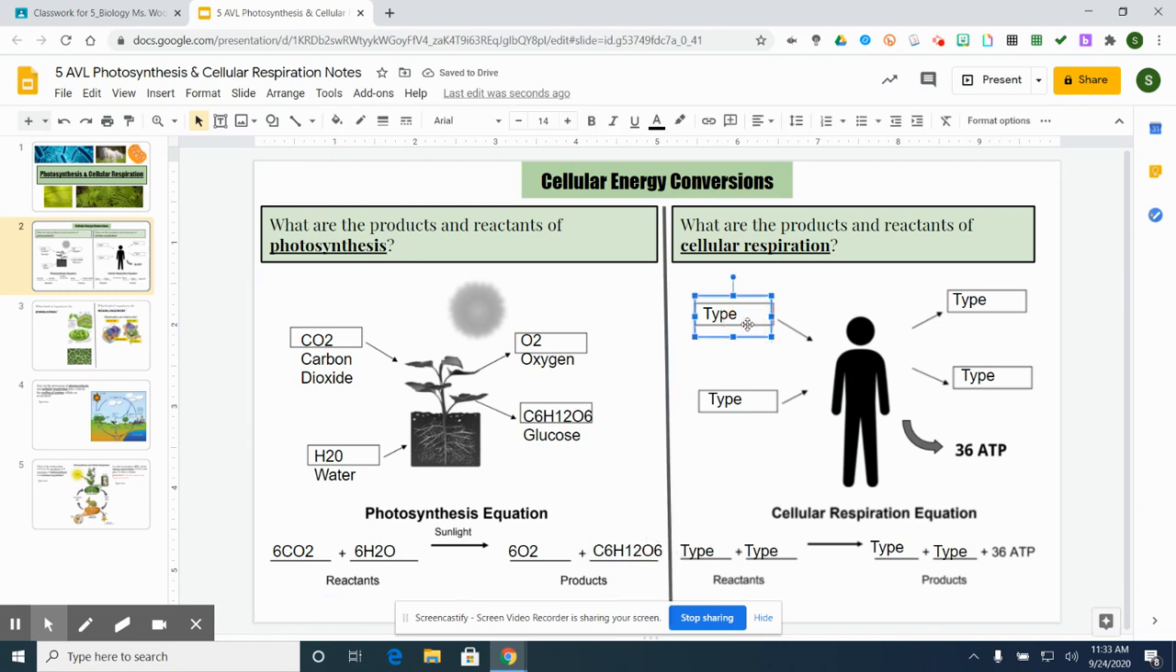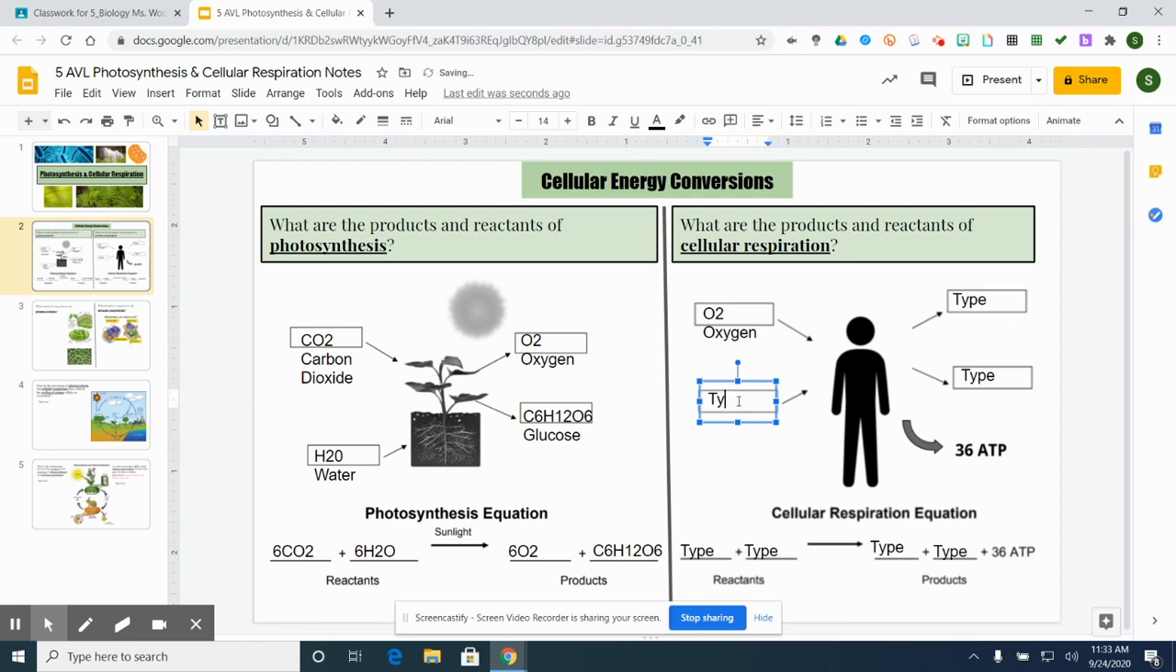Okay, now let's look at the products and reactants for cellular respiration. So we breathe in oxygen, of course. And then for cellular respiration, we are breaking down that glucose. So it's C6H12O6. That is just the molecular formula for glucose.